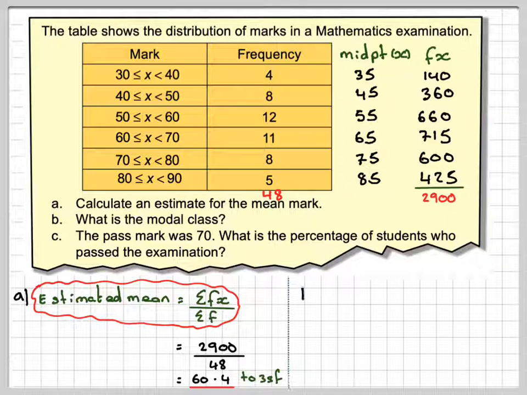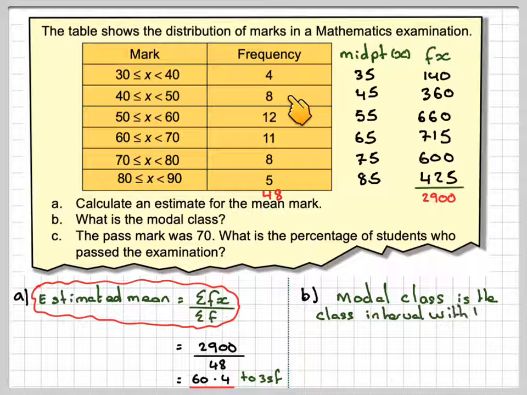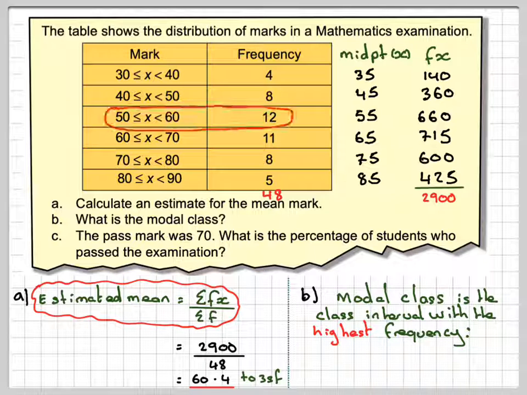To find the modal class, you just look to see which one has the highest frequency. Be careful, it's not that 8 and 8. The one that has the highest frequency is this one, which is 12. So the modal class will be the class between 50 and 60.